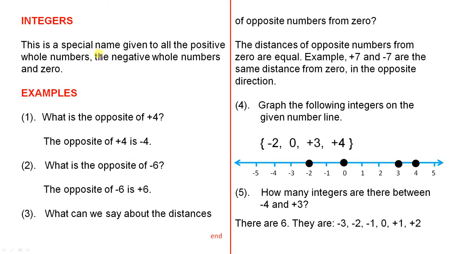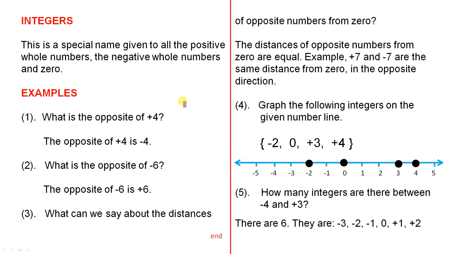Integers. This is a special name given to all the positive whole numbers, the negative whole numbers, and 0. So all those numbers we saw on the previous number lines, that is the negative ones, 0 and the positive ones, they are called integers. So they don't involve fractions, they just involve whole numbers.